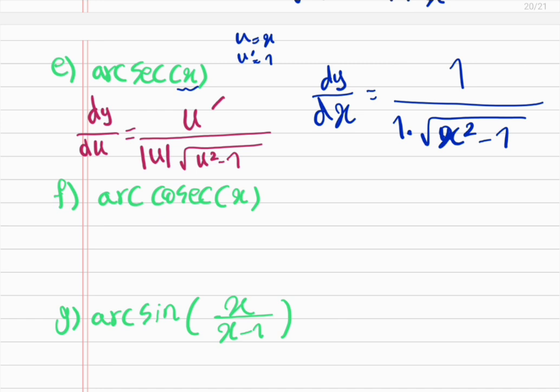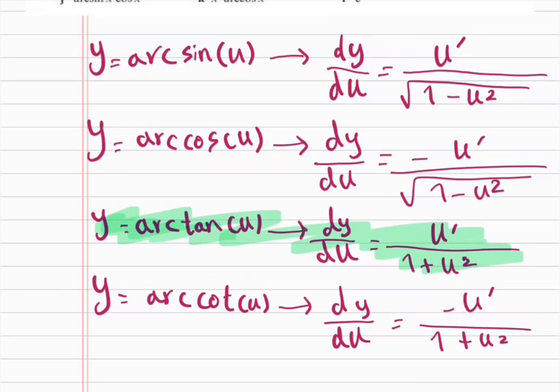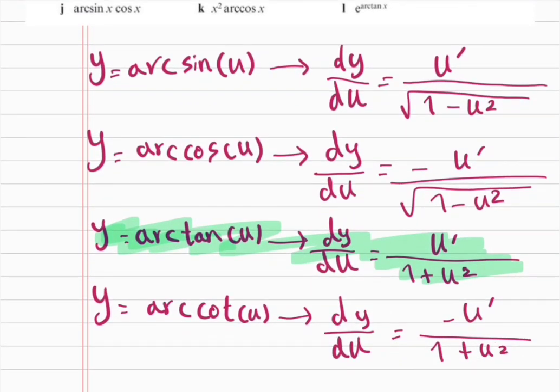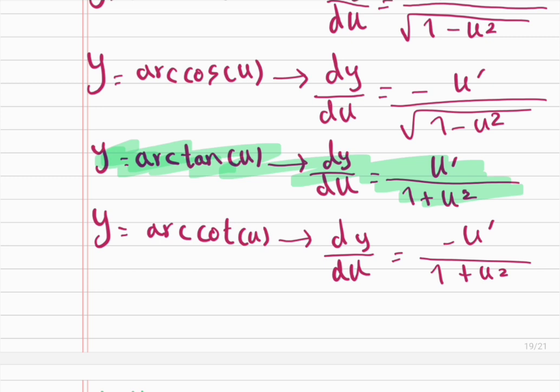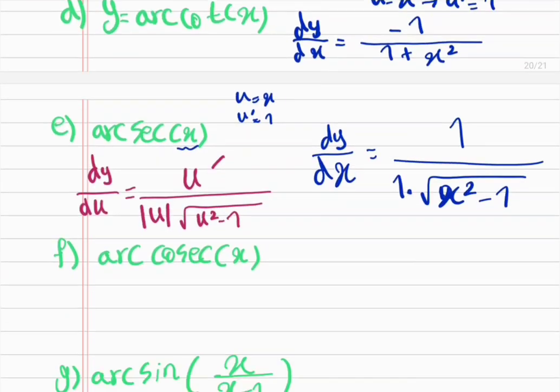Right, part F. We have arc cosec x, and you might have already guessed that, because in the previous video when we showed different inverse trigonometric functions, with arc sine we could easily build arc cos from that, because it's the same as arc sine but negated. This was also the same with arc tan and arc cot, where arc cot is the same as arc tan but negated. The same thing applies here.